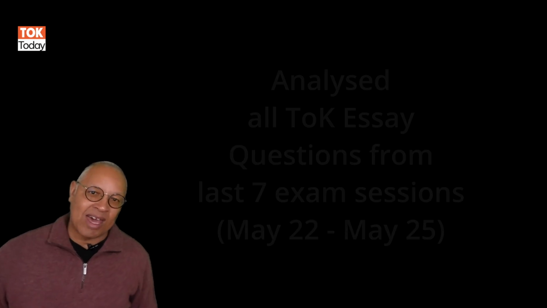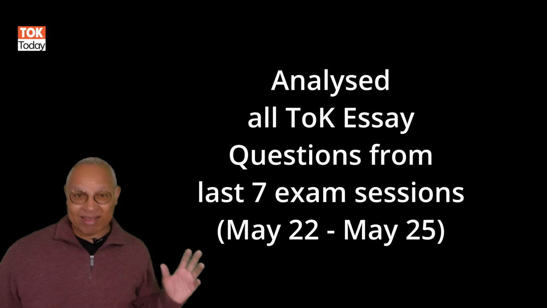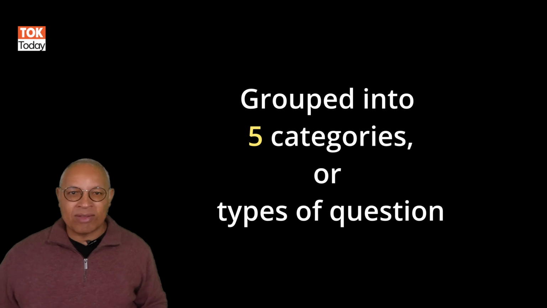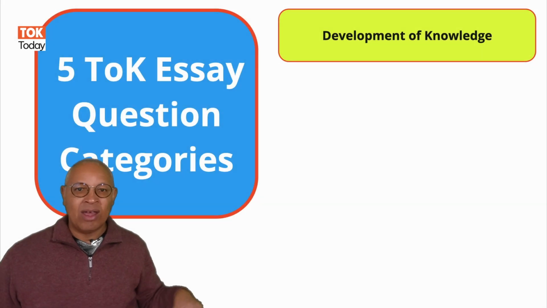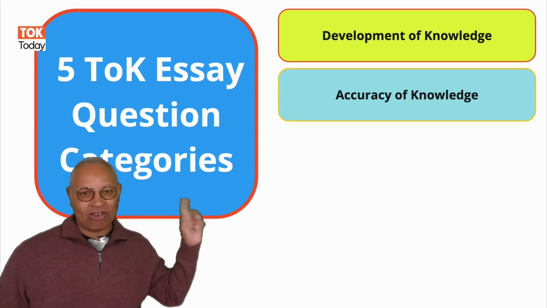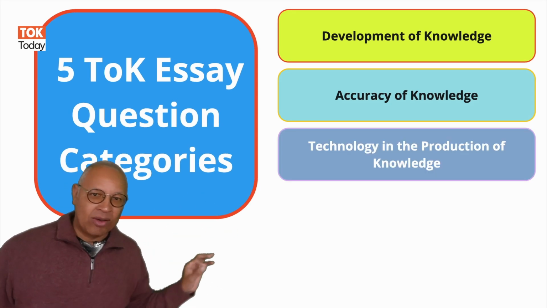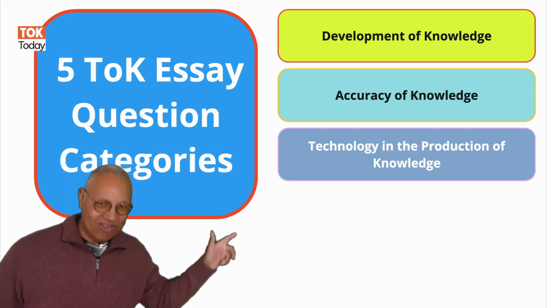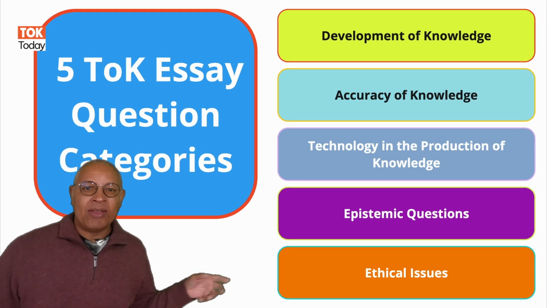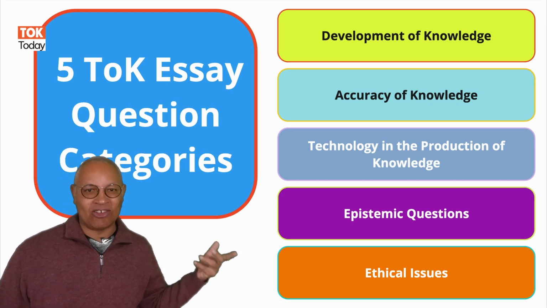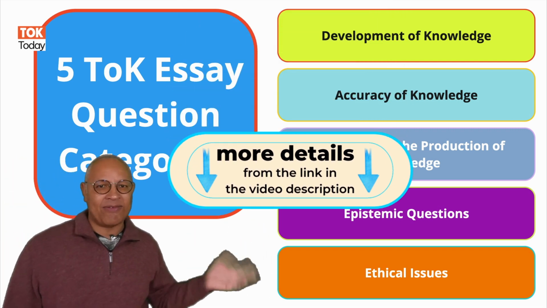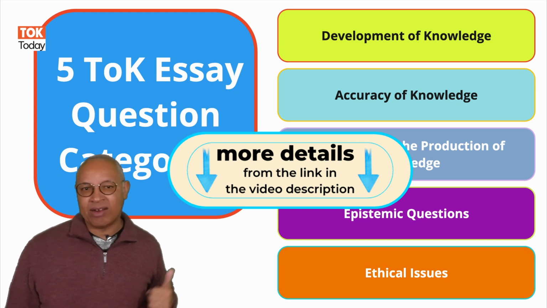I've analysed the ToK essay questions from the past 7 exam sessions and I've grouped them into 5 categories or types. Those 5 categories are firstly, the development of knowledge questions, secondly, the accuracy of knowledge questions, thirdly, technology and the production of knowledge questions, fourthly, epistemic questions, and finally, the ethical implications of knowledge questions. Now you can download this graphic and all the other graphics for free from the link in the video description.